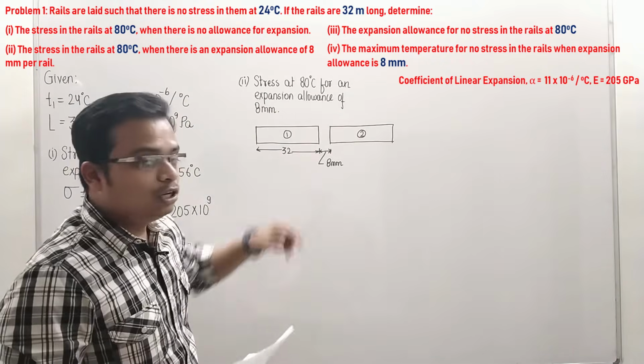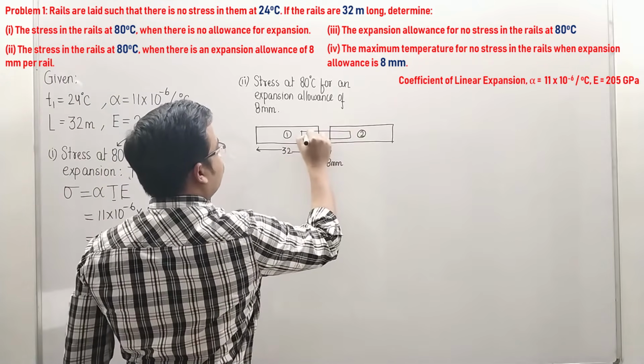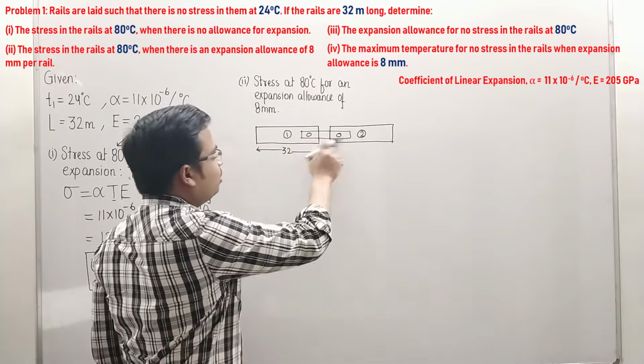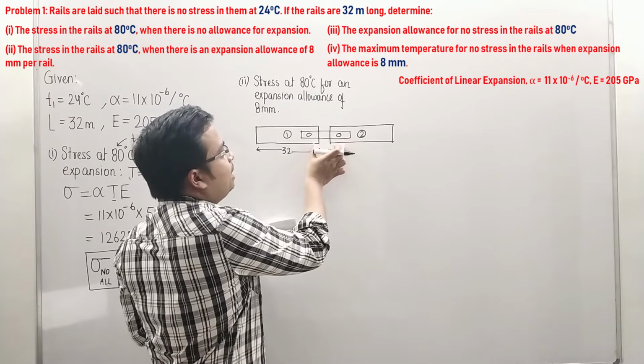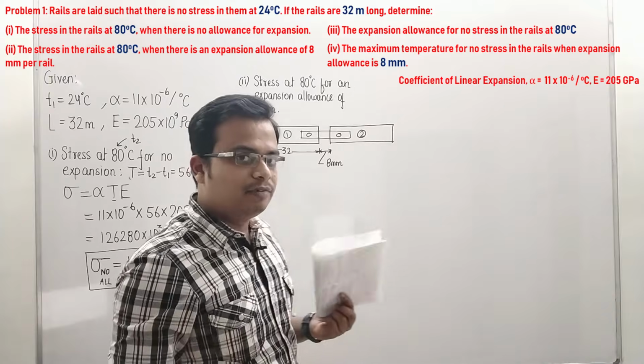Now these two rails are actually locked with the help of a steel plate. This plate is something like this, and then it is bolted over here and it is bolted over here also. This kind of an arrangement is done. And I've also seen rails being made to come in contact with the help of thermit welding also. Do read about thermit welding.